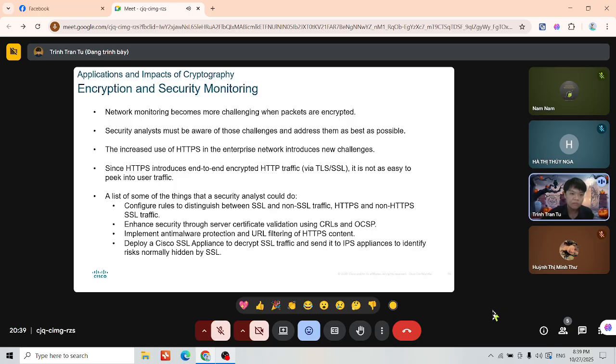Next, 5. With everything encrypted, network monitoring becomes more difficult. Traditional tools only see the encrypted data stream, not the actual content. So security analysts need new approaches: identify and separate SSL and non-SSL traffic, and use CRL or OCSP to verify the server. In short, modern security isn't about locking the door, it's about seeing safely through the door.